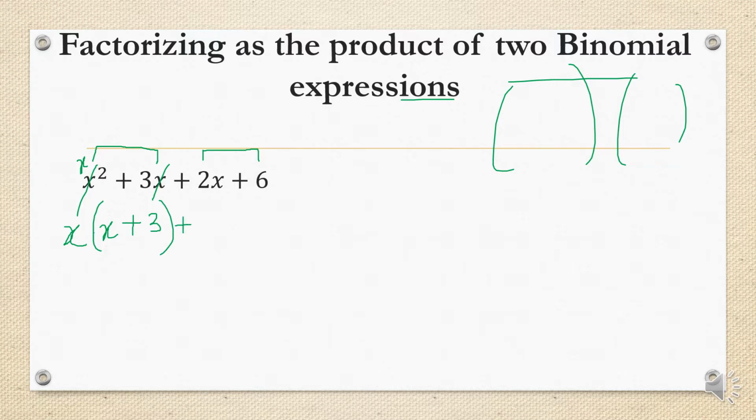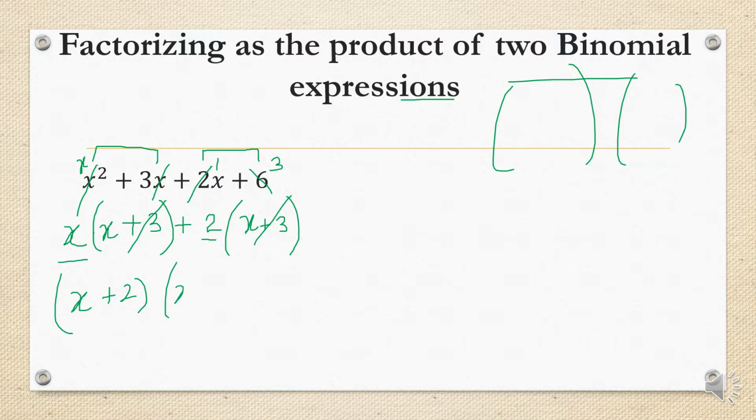What is the highest common factor here? 2. 2 can go into 2, 1, and 2 can go into 6, 3. So the 2 comes outside. There is no x on this side, so I put in brackets what remains: x plus 3. Our final step is to put the terms on the outside in brackets, x plus 2, and one of the common terms from the inside. This is how we factorize this. As you can see, we got two binomial expressions. Let's do another example.